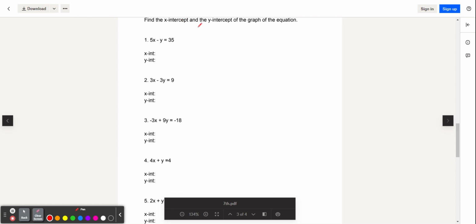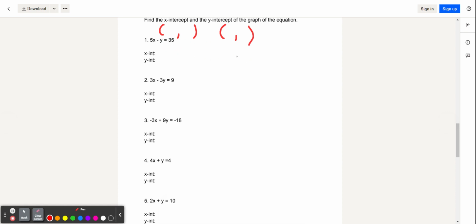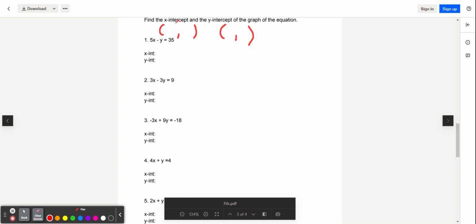So, find the x-intercept and y-intercept of the graph of the equation 5x minus y equals 35. Now, what do we know about our intercepts? Remember, intercepts are points, but since they intercept the axes, one of their values will be 0. The x-intercept intercepts the x-axis, as the name implies, which means its y value is 0, and vice versa for the y-intercept. So, for each, we just need to plug in and solve.